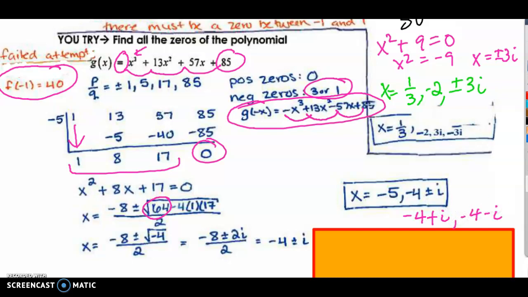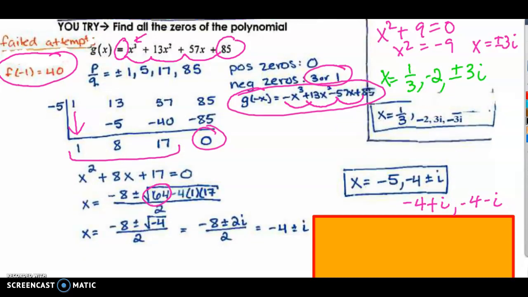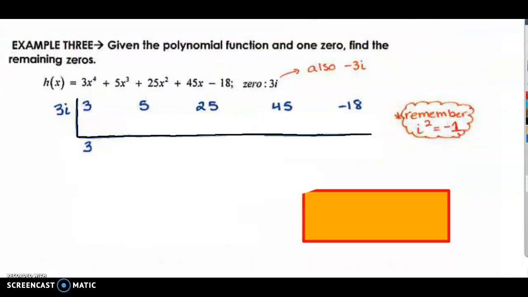Okay, moving on. We're on the last example. Given the polynomial function and one zero, 3i, find the remaining zeros. Okay, well, if we have a zero at 3i, then we also have one at -3i. That's 2 zeros right there. So what I'm going to do is I'm going to pick one of those zeros and I'm going to divide it into my original polynomial.